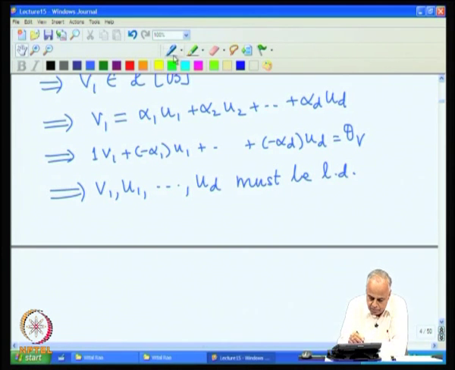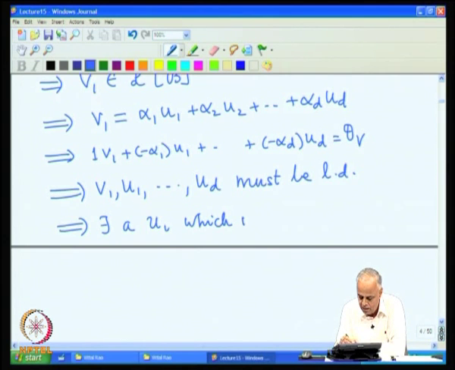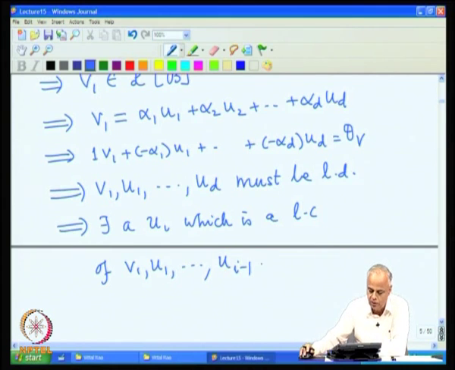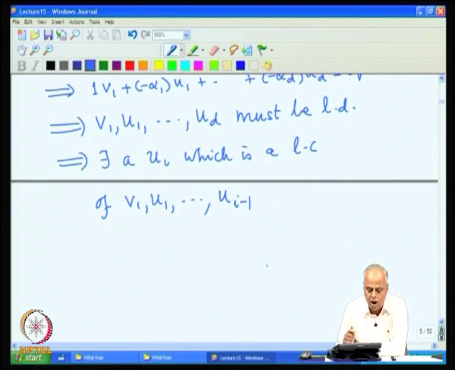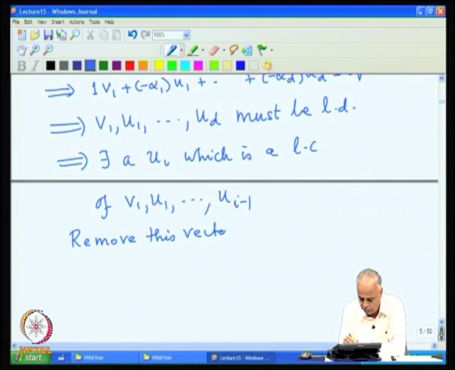As we move, first we hit a vector which is a linear combination of the previous ones. So there exists a ui which is a linear combination of v1, u1, u2, ..., ui minus 1. It is a linear combination of all the previous ones. So we knock that vector off. Remove this vector. What do we get? v1, u1, ..., ui minus 1, ui plus 1, and so on.